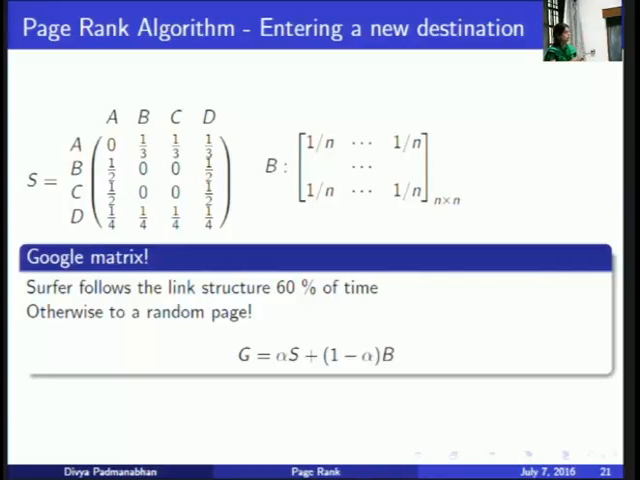Then you have this matrix full of 1 by n's, and you give some weightage for this matrix, and the remaining 1 minus that weightage for B. You want to still ensure that these rows sum to 1 and these are valid probabilities. So that's where you have this matrix.